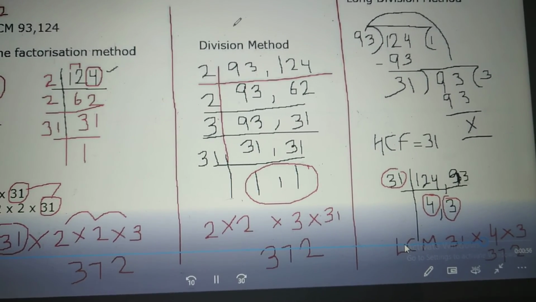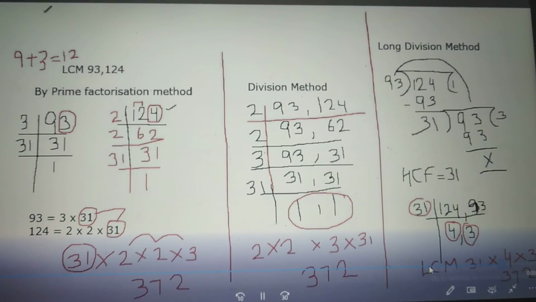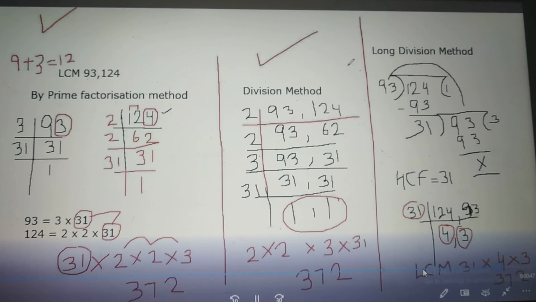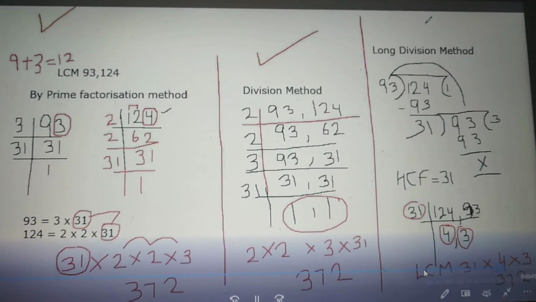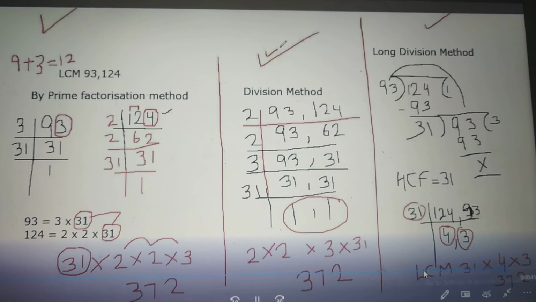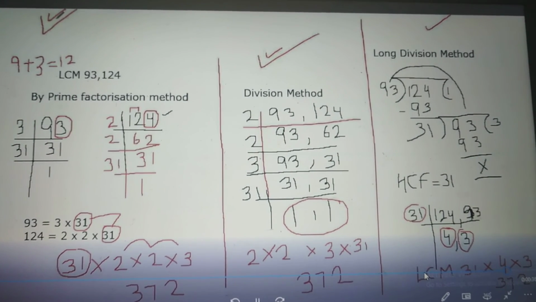Now it's your wish which method you want to use. In senior classes, you will be using the first and second methods. These are usually the common methods used for finding LCM. This third method is not that common. So I would say it is preferable to use either of those two. It will definitely help you in senior classes.